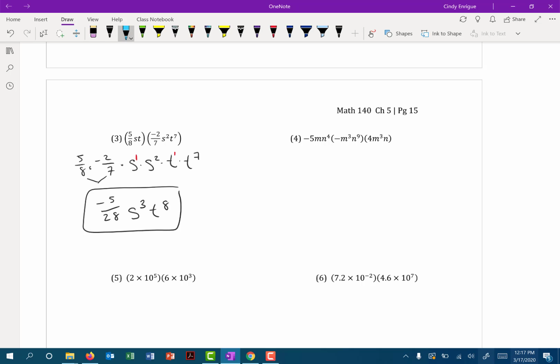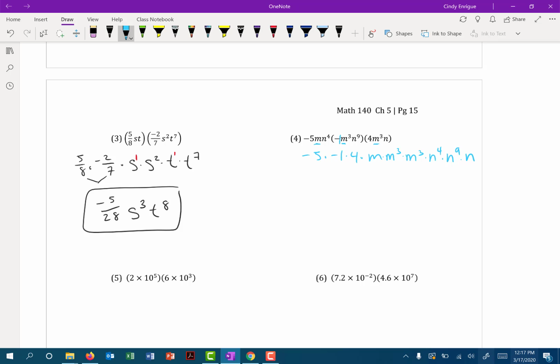For number 4, same thing. Multiplication is commutative. So I have a negative 5 times a negative 1 times a 4. Yes, this negative here, I can think of it as a negative 1. Now my m's, I have an m, I have an m to the 3, and I have another m to the 3rd power. And now I'm going to have an n to the 4th, an n to the 9, and another n.